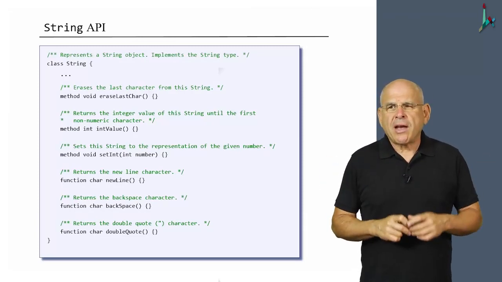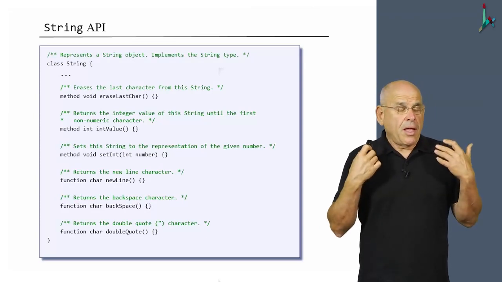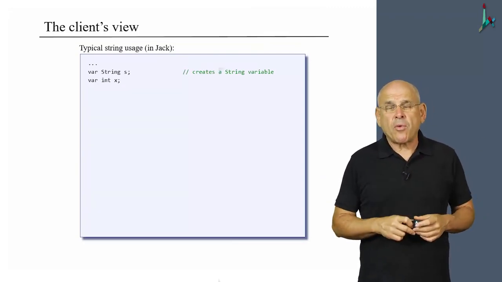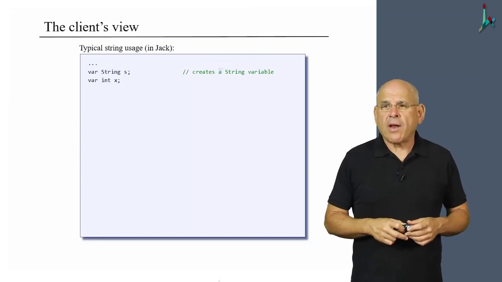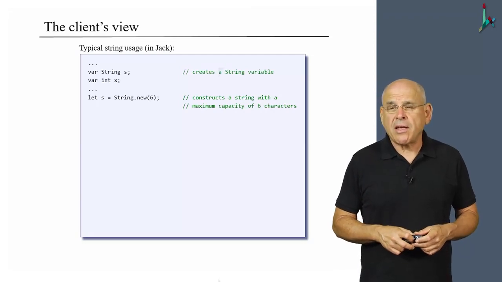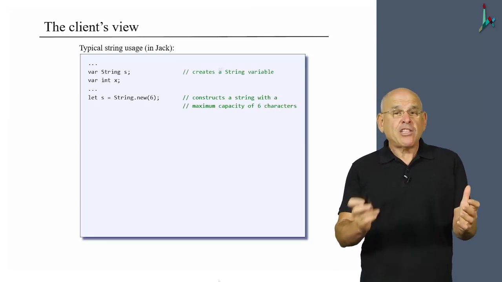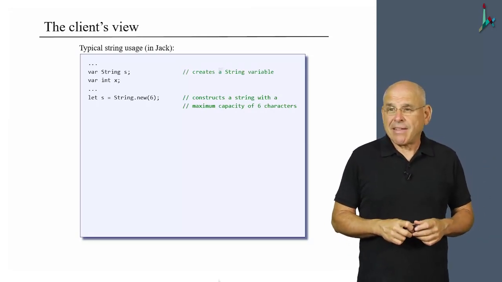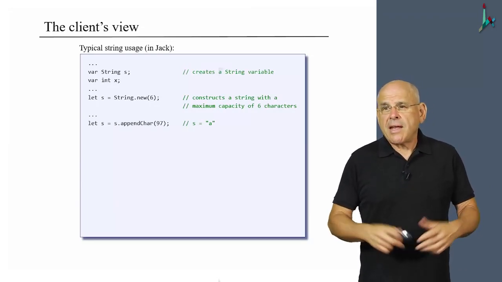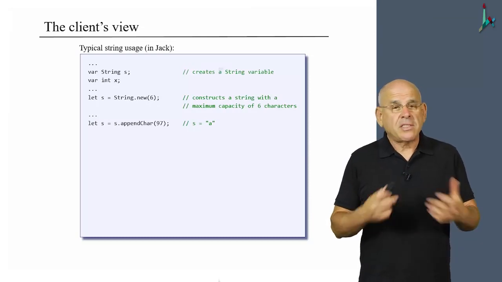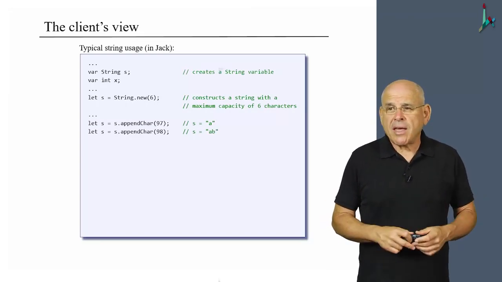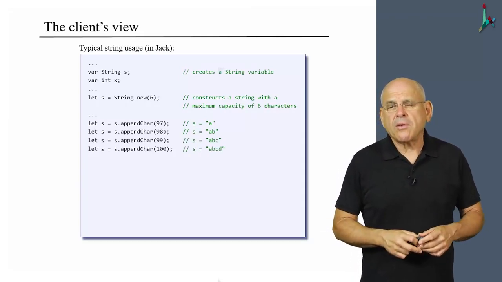Now, before we open up the string class for implementation discussions, I'd like to illustrate how strings are actually being used. So let's take the perspective of a client, and here's some client code that declares a string called s and an integer variable called x, and then the client goes on to construct a string which has the maximum length of 6 and the actual length of 0 because it contains no characters yet. And now the client appends the character 97 to s. 97 happens to be the ASCII code of A, and so now the string contains the string A. If we now append 98, the string becomes AB, ABC, ABCD, just follow what the client code says.